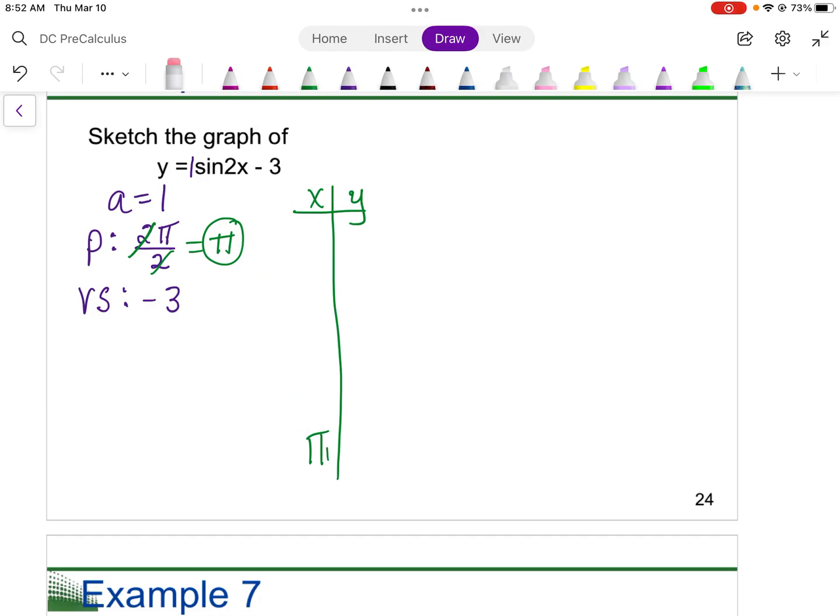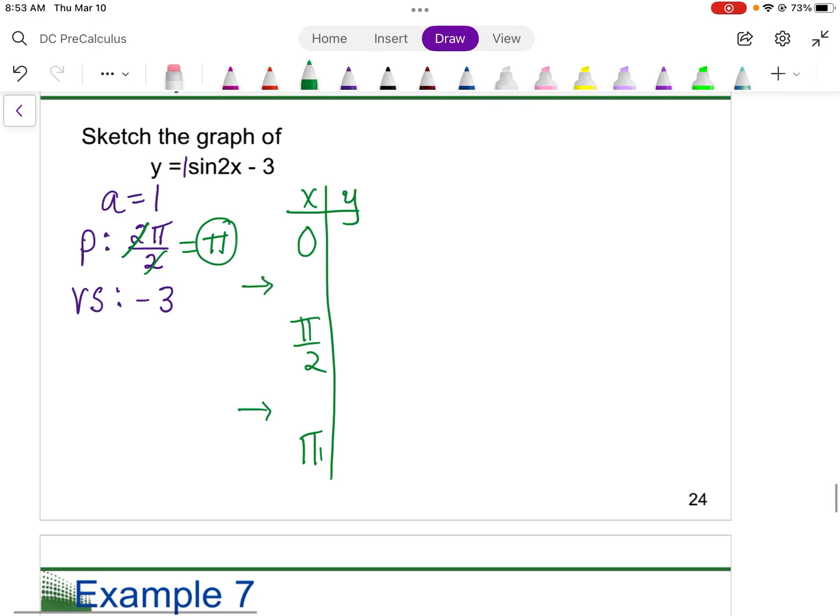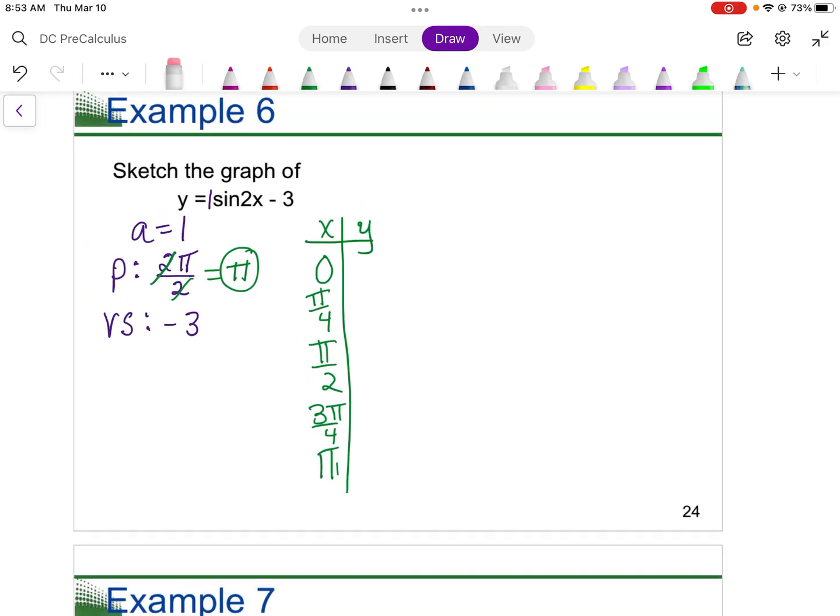All right, you guys know that halfway between 0 and pi is pi over 2. And if I take half and I cut it in half, so halfway between 0 and pi over 2 is pi over 4. And halfway between pi over 2 and pi is 3 pi over 4. So we've got our quarters in there. And then from here, it's just a matter of finding your y's.